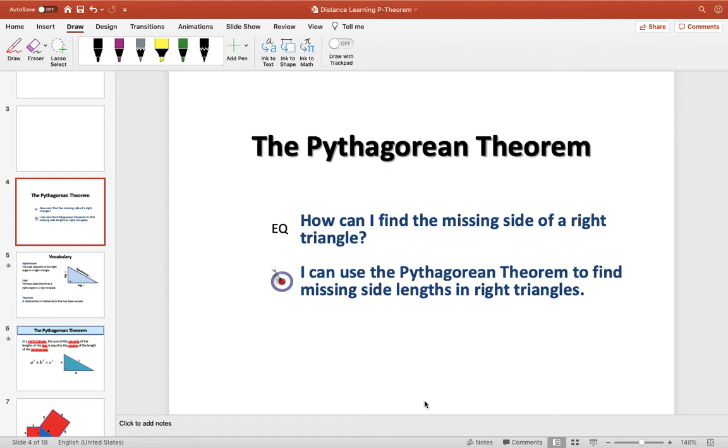Everyone's doing great. Today we're going to talk about the Pythagorean Theorem. The essential question is how can I find the missing side of a right triangle? And the learning target is I can use the Pythagorean Theorem to find the missing side lengths in right triangles.